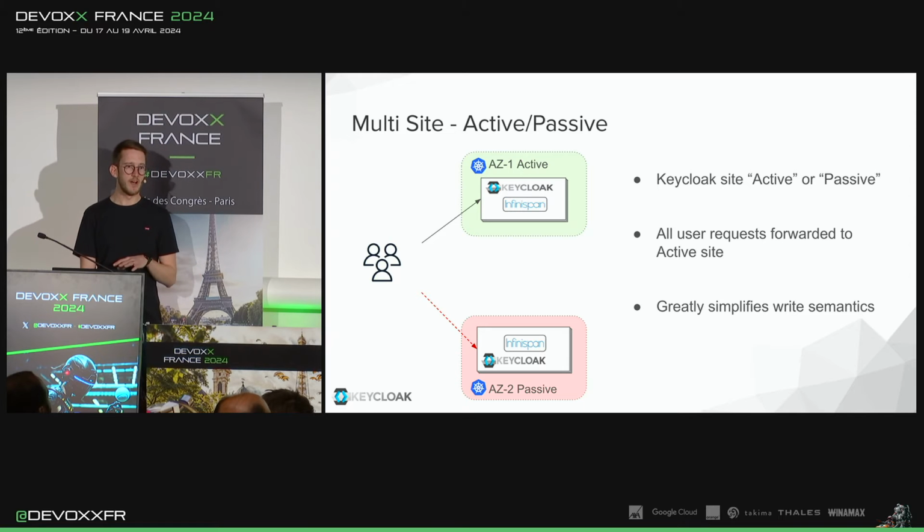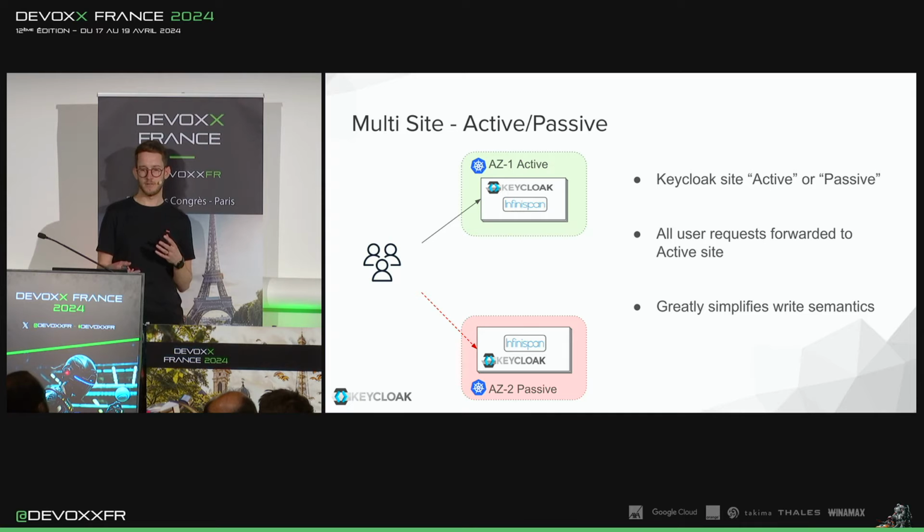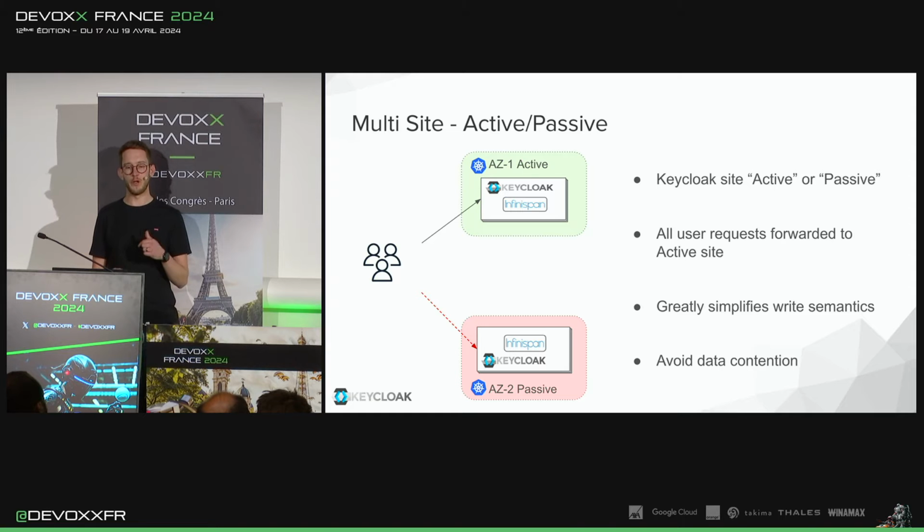So this greatly simplifies our write semantics, because if you think of the flow of data, data is effectively now having to just trickle down from the active site to the passive site. This avoids data contention because data flows one way. Whereas if we had some kind of active-active model where both sites were able to leverage user requests, then we would have issues where, for example, with the session data, you could have both sites trying to update a key value, or in terms of the persistent state, trying to update the same row in the database.